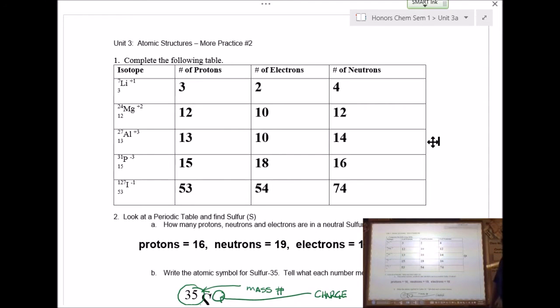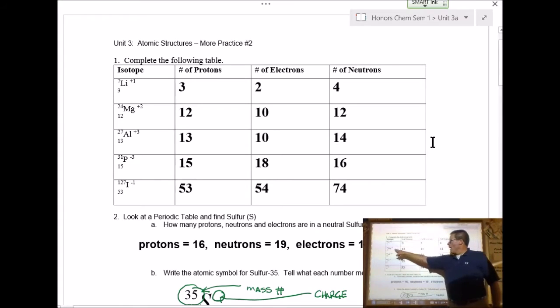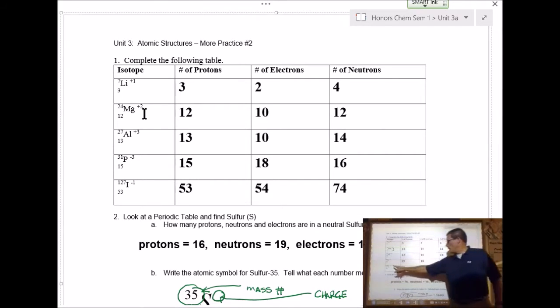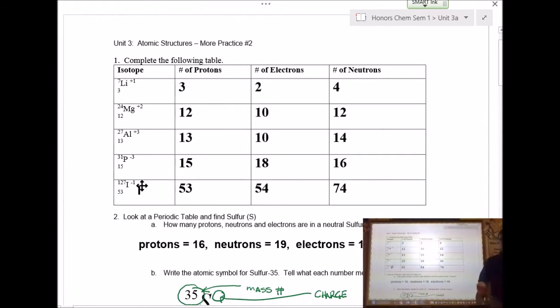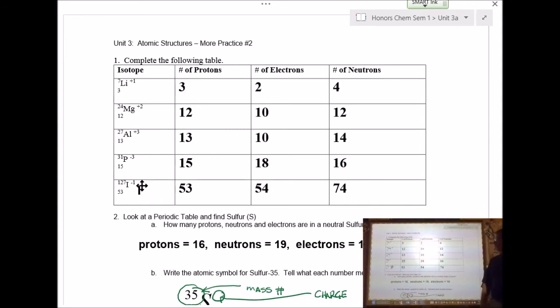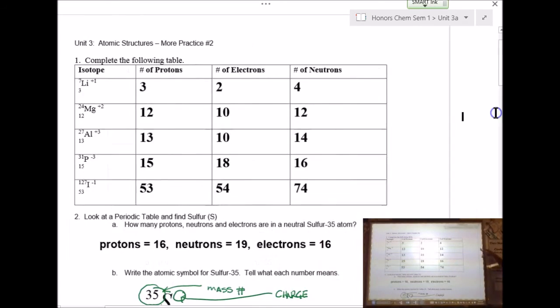So again, take a look at this information, keeping in mind that if we have a positive charge, that means you have more protons than you do electrons. If you have a negative charge, which we do down here, then that means we have more electrons than protons. Protons do not change for that element. So if we're looking at iodine, we're always going to have 53 protons. If we're looking at aluminum or aluminium, we're going to be looking at 13 protons. That's what identifies what we're looking at. Questions on that?